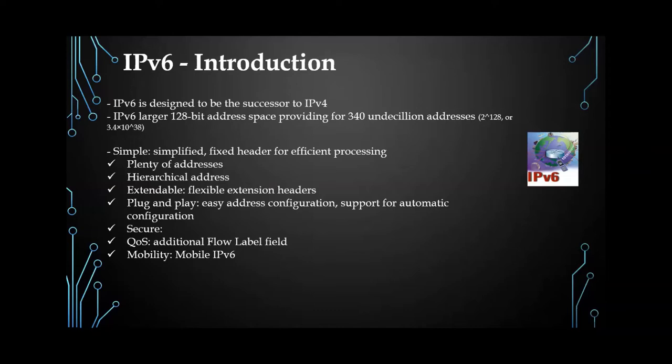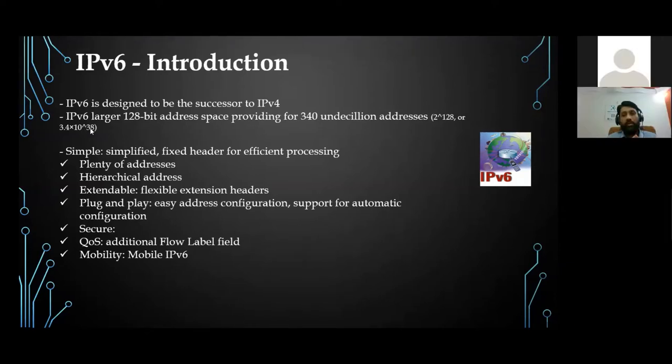But when we come to IPv6, it is 128 bit. Let me repeat, 128 bit. Previously we had 32 bits, now we have 128 bits. If I say how many IPs, it is something like 3.4 times 10^38. That is such a big number that I cannot read it, but in simple terms it is 340 undecillion addresses.